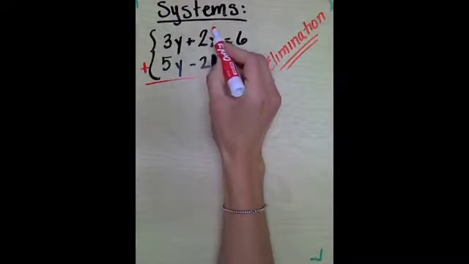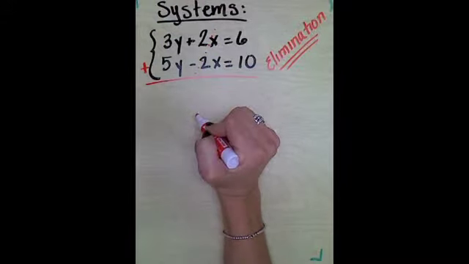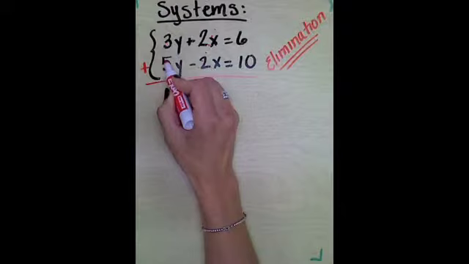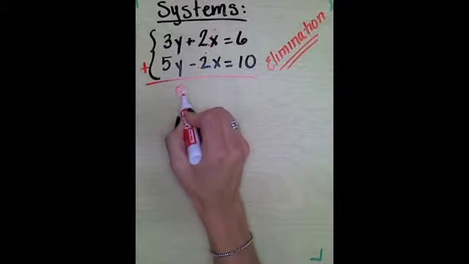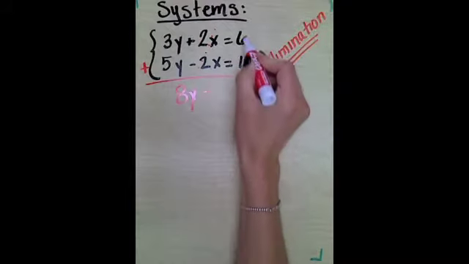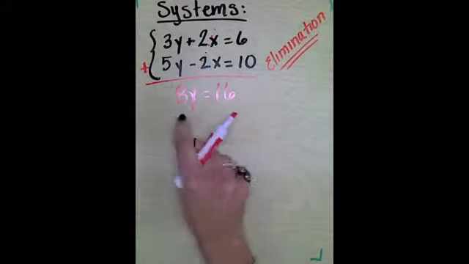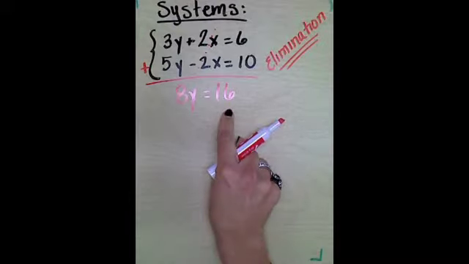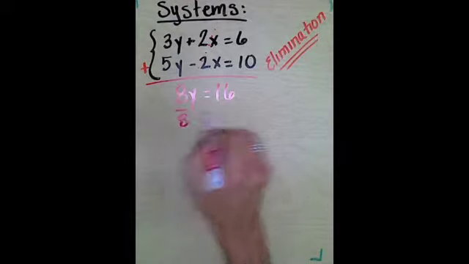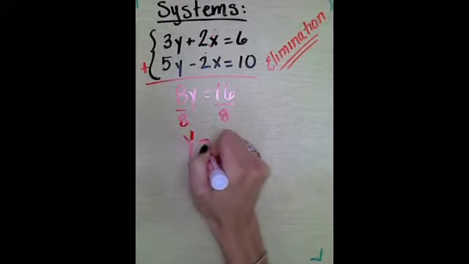In doing so, this will cancel out. 2 minus 2 does go to 0, but 3 plus 5 will give us 8y. Equals, when we add straight down here, 16. One-step equation created now. So when we divide both sides by 8, we end up with y equals 2.